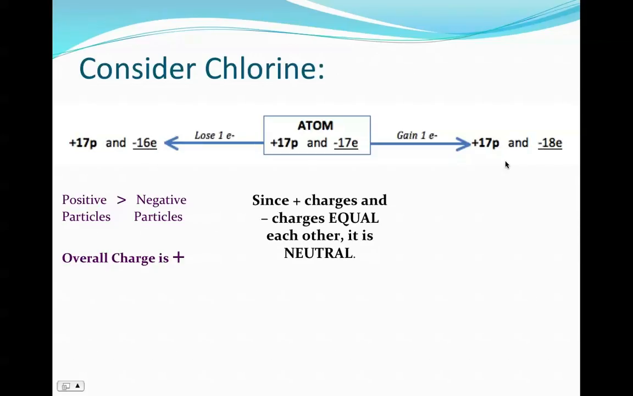Now the opposite is true if we gain an electron. In this case, we have 17 protons, we've gained an electron, so we have 18 negative charges. Our negative charges, or negative particles, are greater than our positive. So when we gain an electron, our overall charge of an ion is negative. Again, this can be pretty confusing for students, so you may want to rewind and listen to it a couple more times, or make sure in class tomorrow when you're practicing this that you keep self-talking to yourself about what is happening to the charge when you lose or gain.